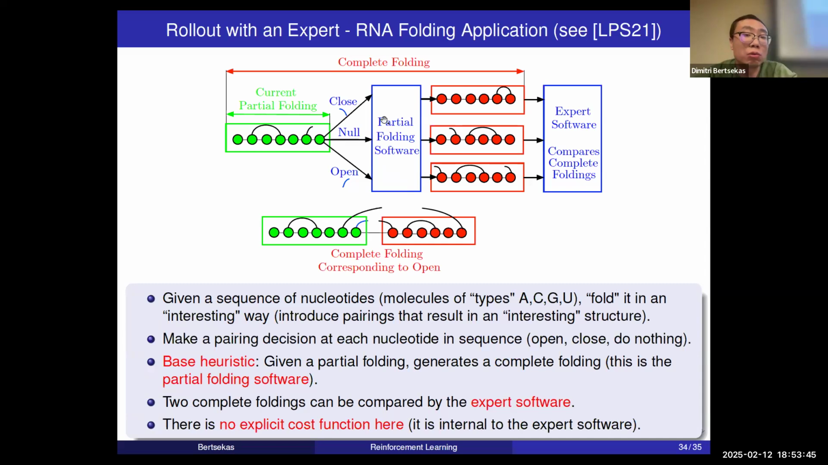As you can see, we don't really know the inner workings of this partial folding software. We don't know the inner workings of this expert software, but what we can say for sure is the one generated by rollout, judged by this expert software, is better than the one generated by this partial folding software.